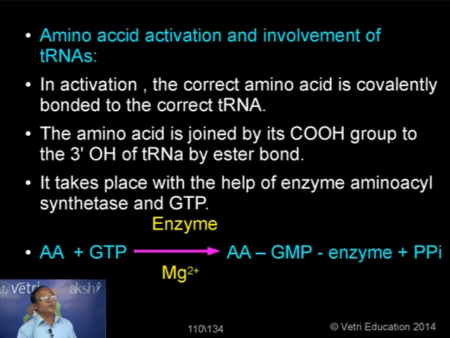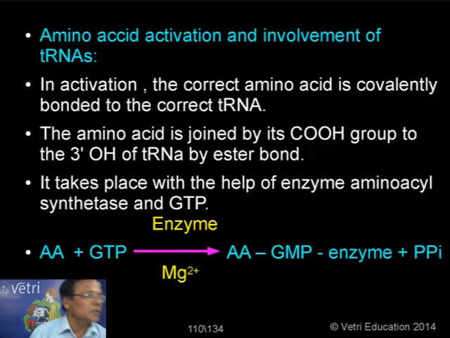Now what is happening? For the transfer of an amino acid to the ribosome, it should first be activated. After that, it is transported by the tRNA. That is why we have amino acid activation and involvement of tRNAs. Now how is it activated normally? In activation, the correct amino acid is linked by means of a covalent bond to the correct tRNA.